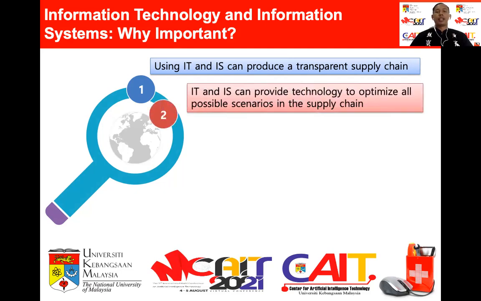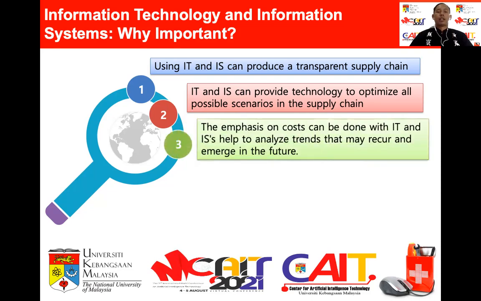The next one is IT and IS can provide technology to optimize all possible scenarios in the supply chains. Therefore, supplies will be more integrated and coordinated and able to minimize the risk that can arise every time. The next one is the emphasis on cost, which can be done with IT and IS help to analyze trends that may recur and emerge in the future. With this analysis, it will be optimal use of resources and assets and reduce cost.